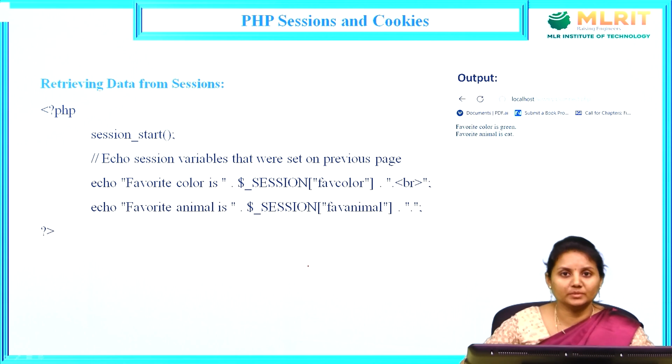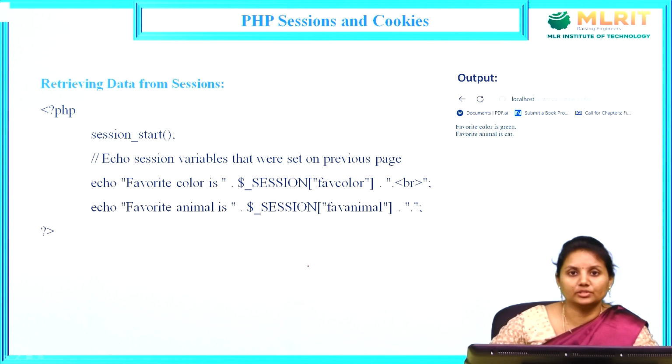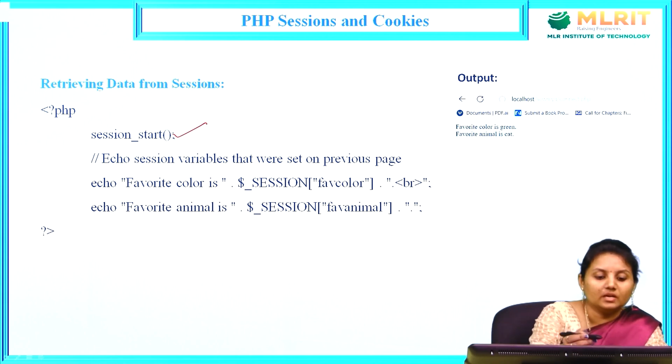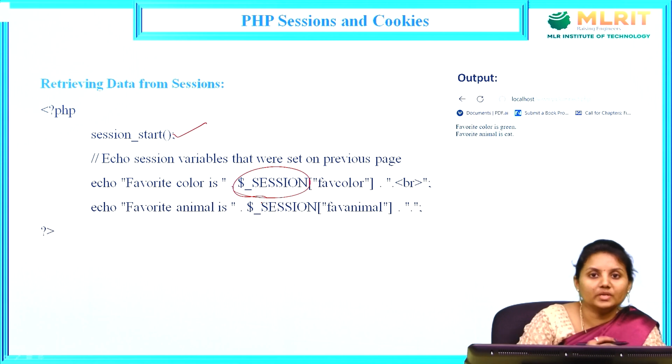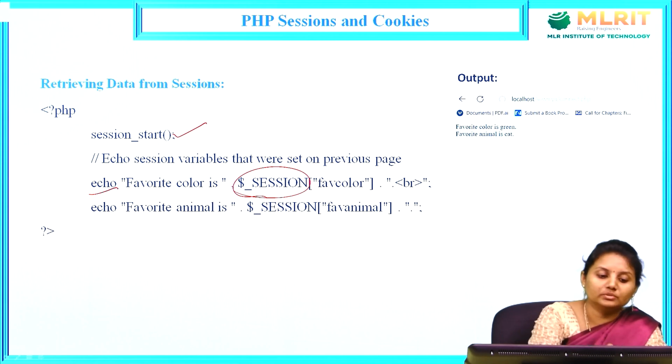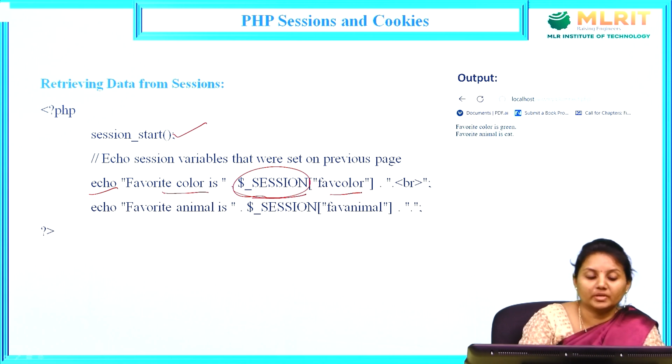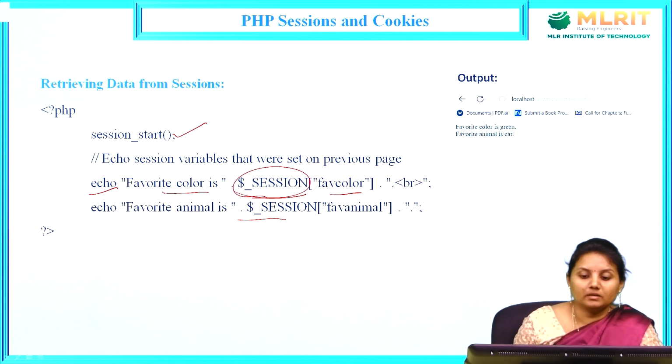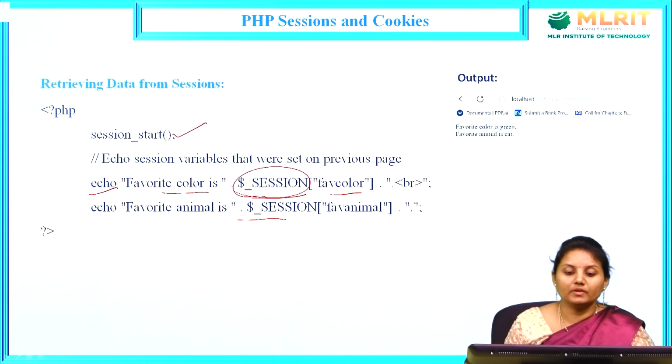Retrieving the data from the session is also done by $_SESSION only. So session_start, and if you want to retrieve the data, again we are using $_SESSION. Previously we have set the values, now we are displaying them, that means we are accessing them. To access, we are using echo favorite color $_SESSION, just print it. Similarly for animal, whatever we have used here, we are printing here.